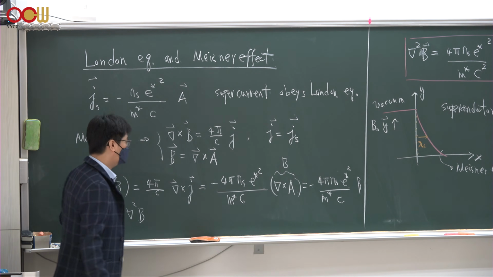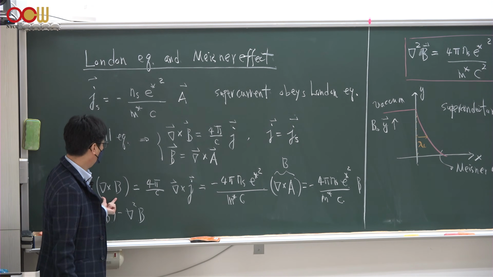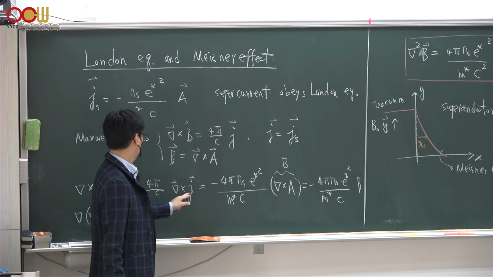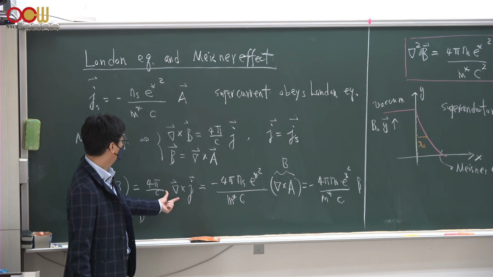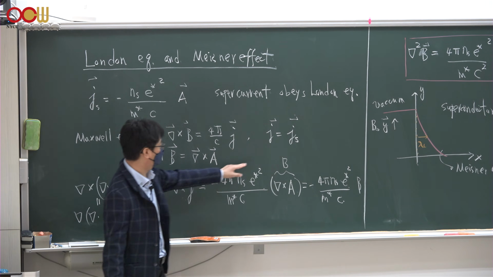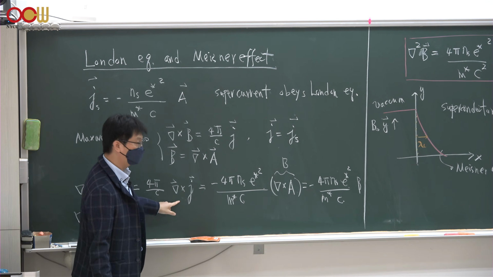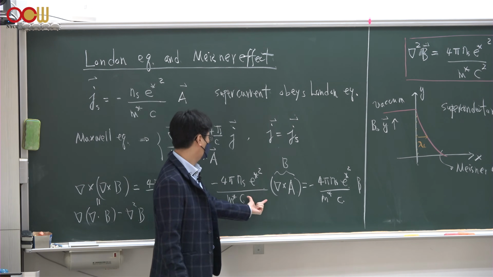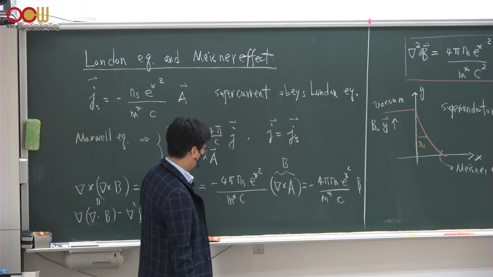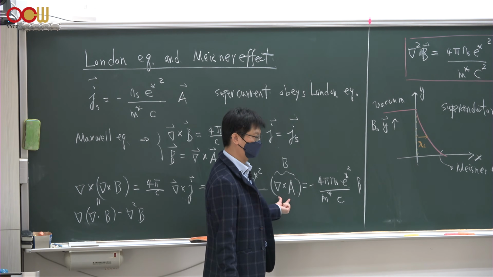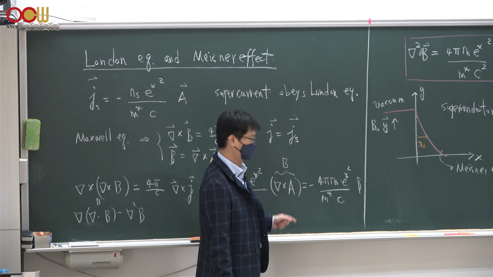If you want to calculate this quantity, you can take advantage of this Maxwell equation. So this curl of B is what? It is 4 pi over c times this J vector, and therefore this is the curl of J. But what is J? Well, J is Js here, and Js is given by the London equation. So you plug in the London equation here, and you get some prefactor times the curl of A. What is the curl of A? From the Maxwell equation, we know that this is B, right?